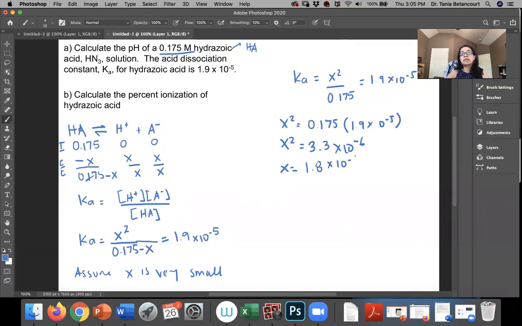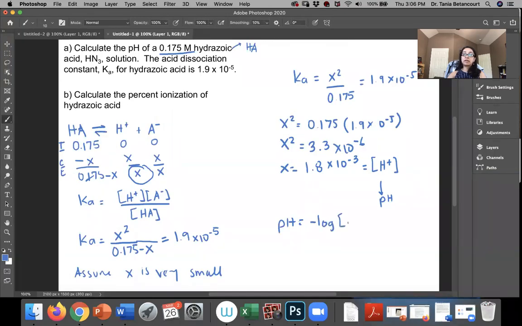All right, so we have X, but we were not being asked for X. We were being asked for the pH of the solution. Notice that X represents the hydrogen ion concentration at equilibrium, which is very important because now that we know the hydrogen ion concentration in our solution, we can use it to find the pH. We know that the pH is defined as the negative log of that hydrogen ion concentration.